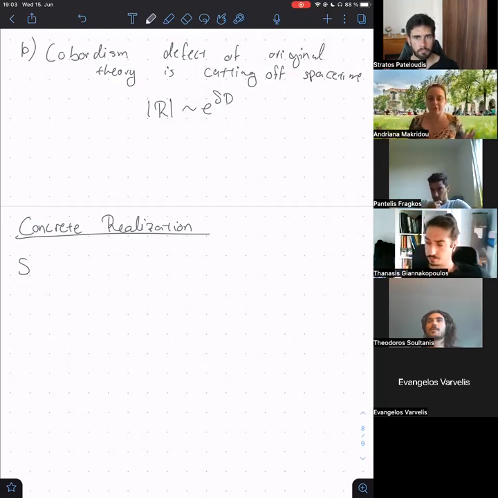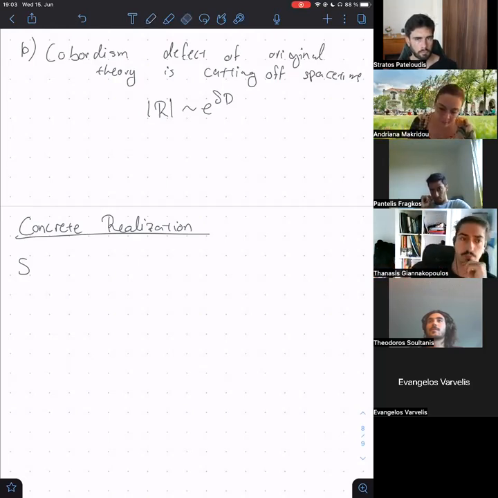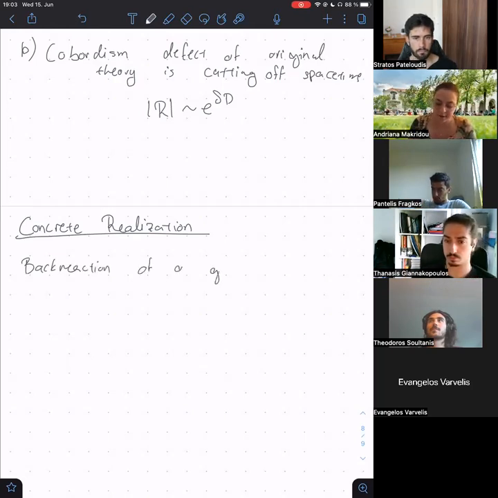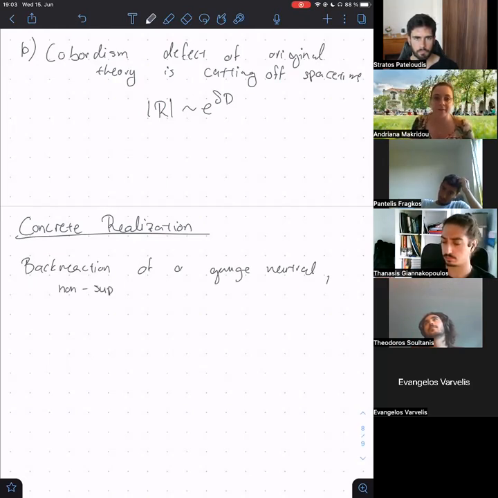And we say, okay, let's decide that we want to study what the back reaction of, okay, it's neutral, non-supersymmetric. Now, non-supersymmetric is going to be related with the fact that we will break translation invariance effectively.